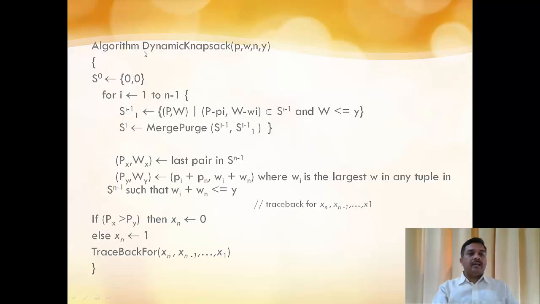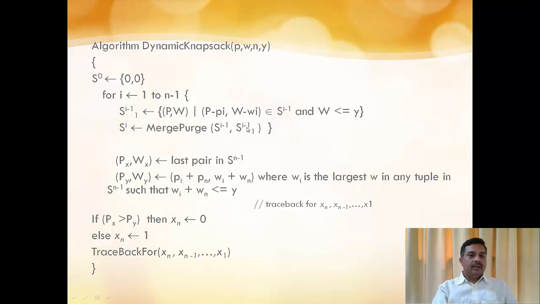Let us see the algorithm of dynamic programming. We have initialized S0 to be (0, 0) and we take one variable i which goes from 1 to n-1. S^(i-1)_1 is the pair (P, W) where P minus Pi and W minus Wi, which is supposed to belong to S^(i-1), and W is supposed to be less than or equal to M. I'll do merging and purging for S^(i-1) and S^(i-1)_1.